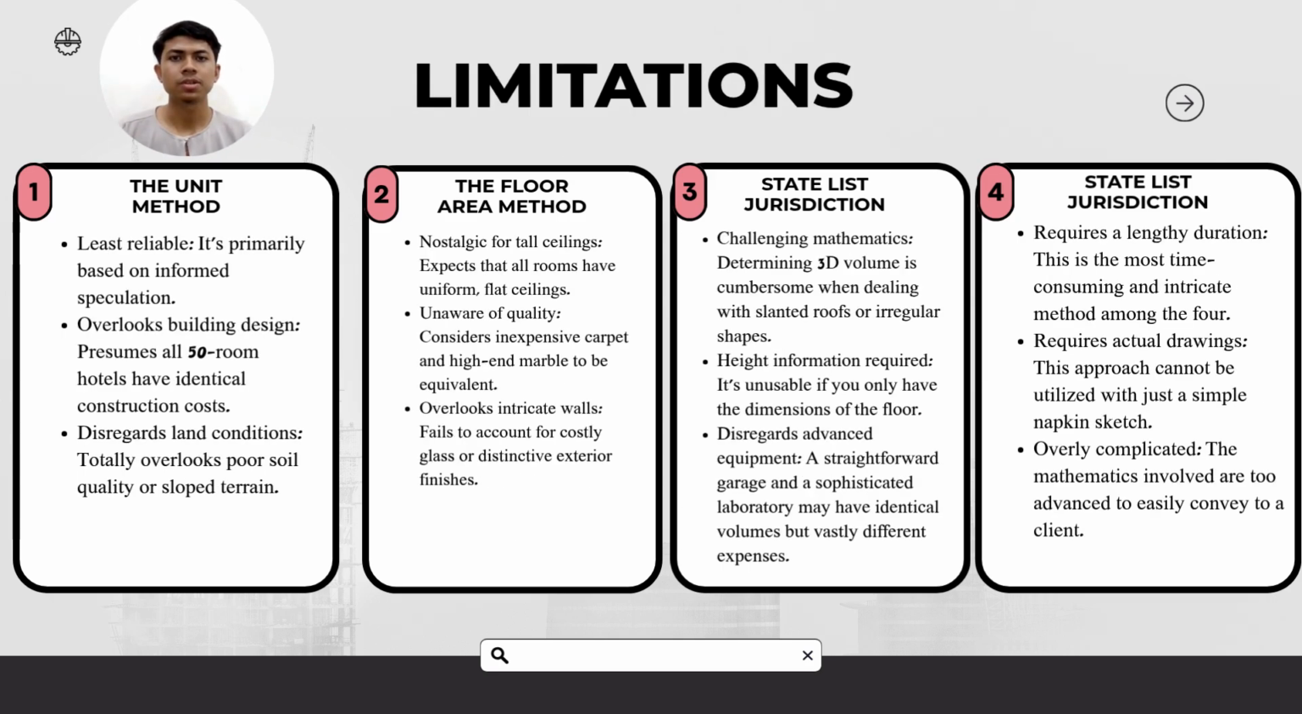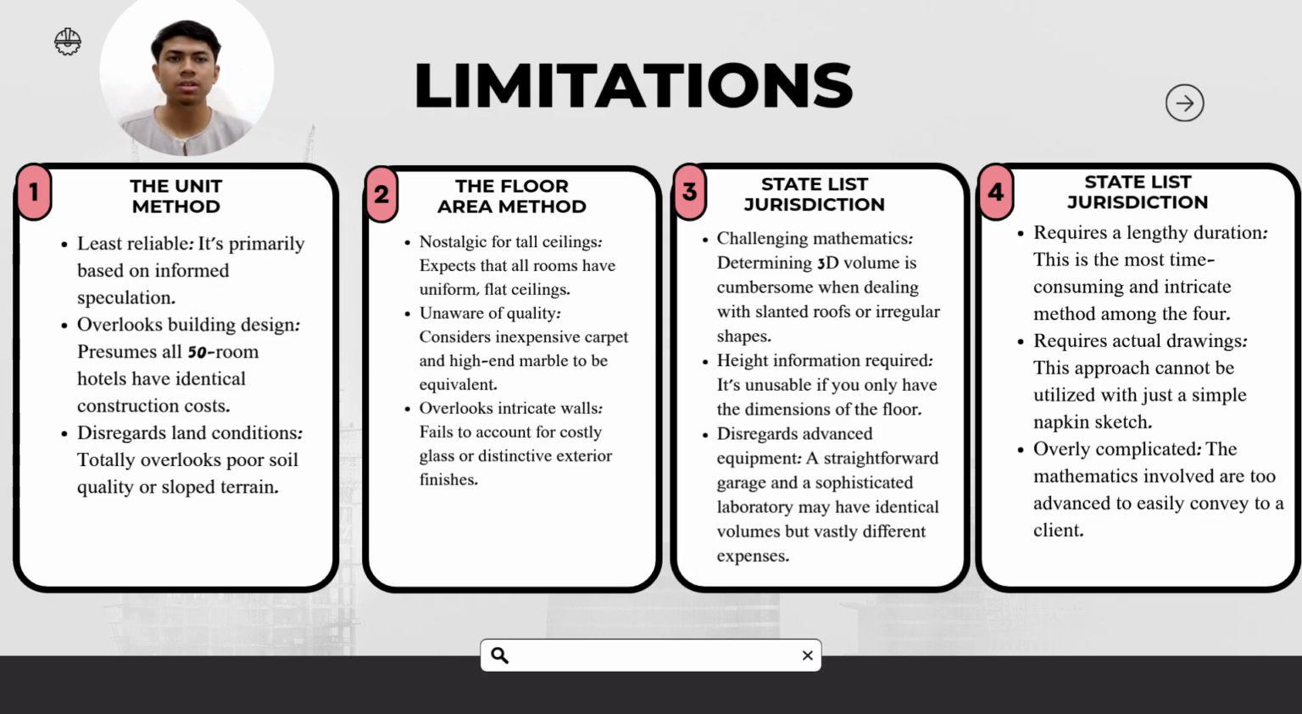Okay, now I will explain the limitations of each approximate estimating method. For the first one, we have the unit method. It is the least accurate because it only estimates the cost based on the number of units. It does not consider the building design, construction quality, or site conditions, so the estimate may differ significantly from the actual cost. For the second one, we have the floor area method that only considers the total floor area. It assumes that all buildings with the same floor area have similar construction costs.